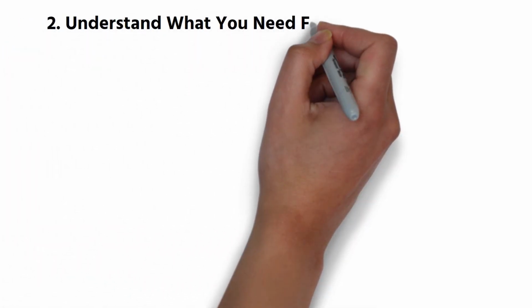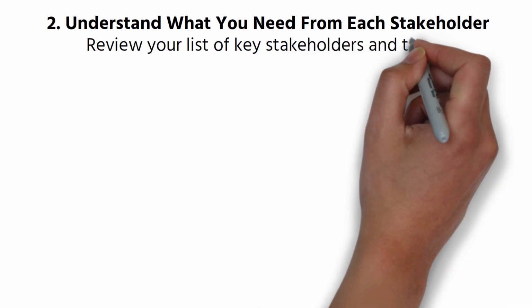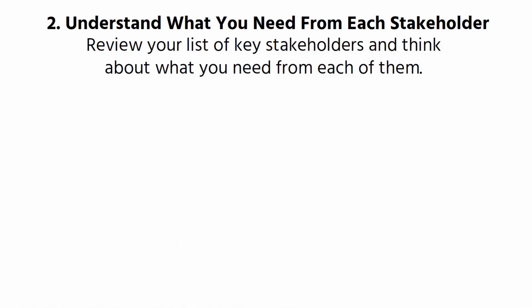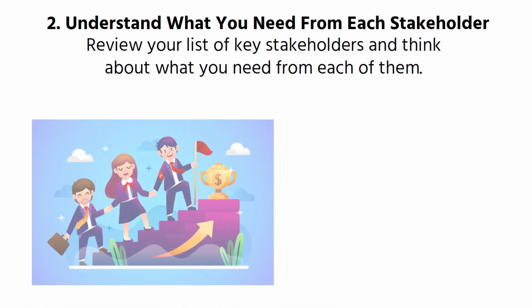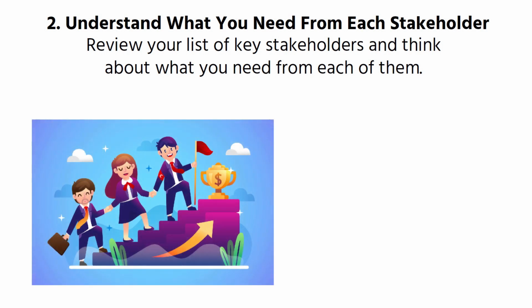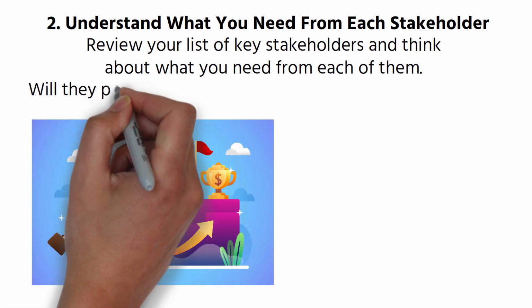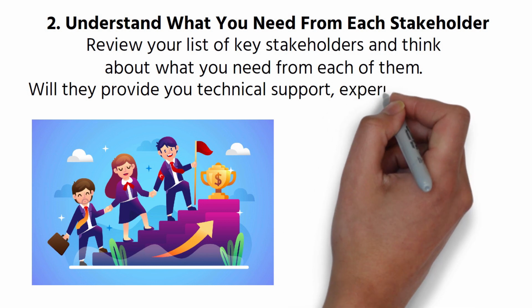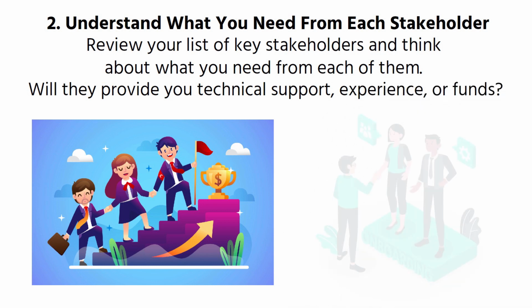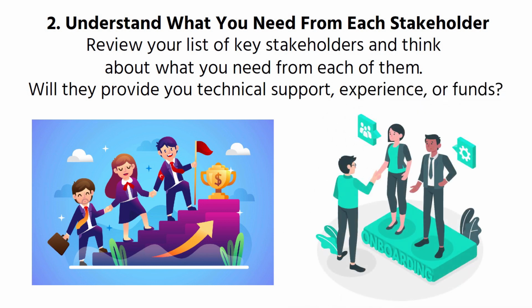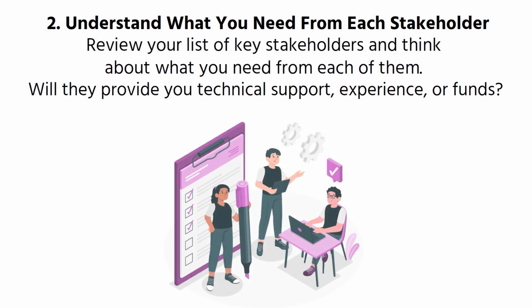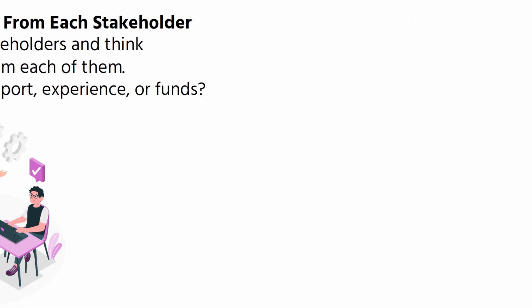2. Understand what you need from each stakeholder. Review your list of key stakeholders and think about what you need from each of them. Try to understand what role they are going to play in the success of your project. Will they provide you technical support, experience, or funds? If you need specific support, make sure you determine the right stakeholder for that. Note down the desired support from each of them.